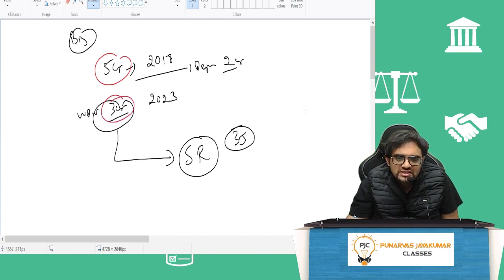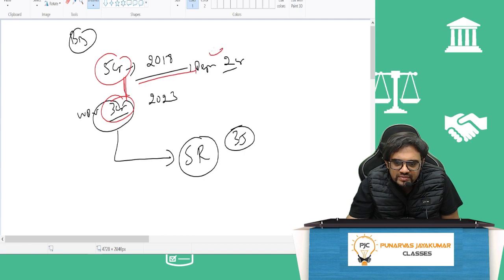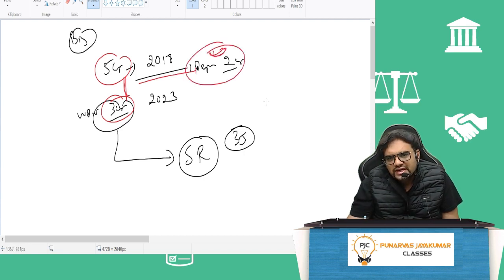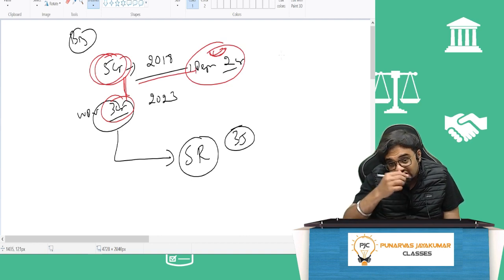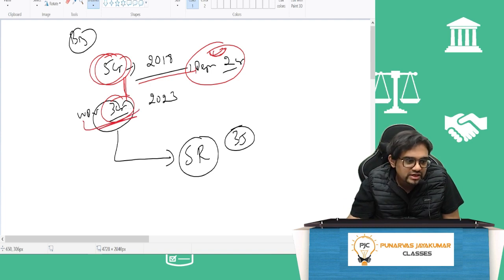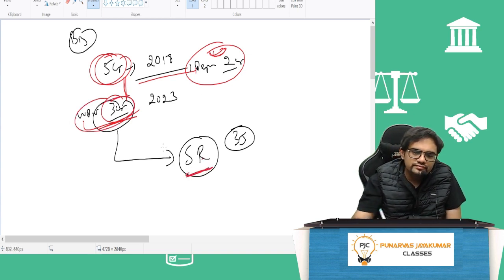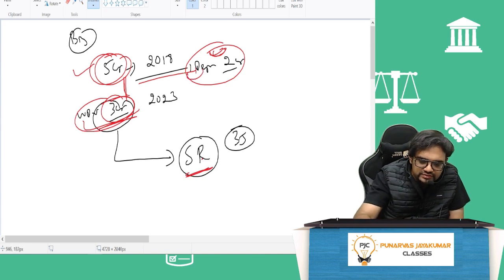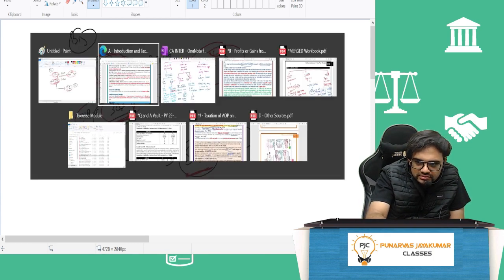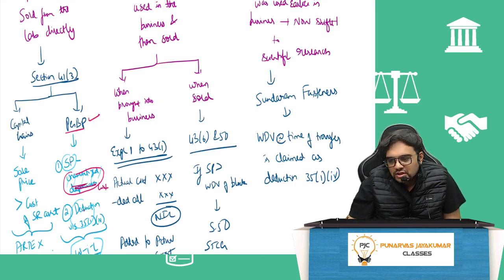Sundaram Fasteners said, sir, this 2 crore you have already taken as depreciation. It's already debited to the P&L account. Technically speaking, I cannot allow you to take a 5 crore deduction again because 2 crore you have already taken. So the logical conclusion is what? I have to take the remaining 3 crore as a deduction. Which means the scientific research expenditure to be debited to the P&L account would be 3 crore. Original cost minus depreciation. That is what it says. WDV at the time of transfer is claimed as deduction under 35(1)(4).